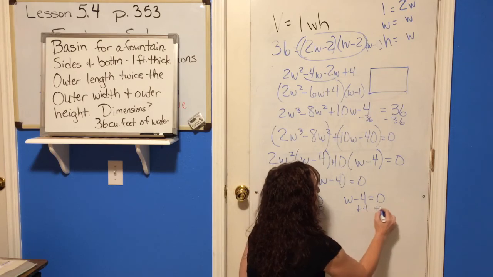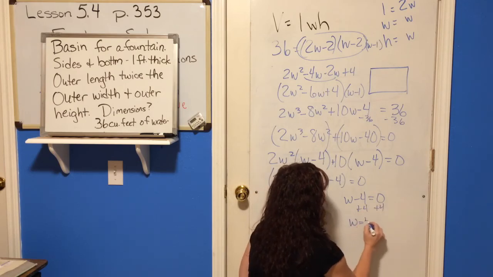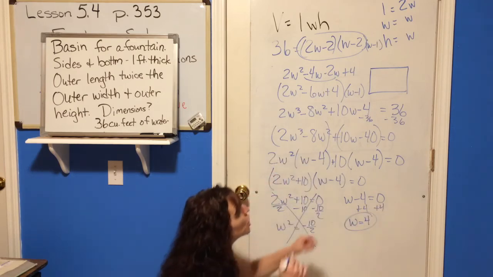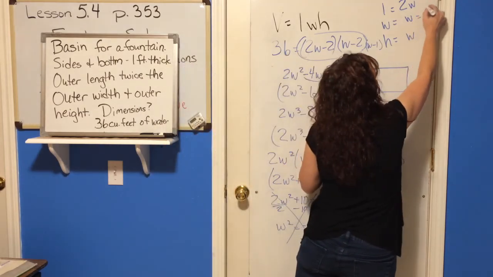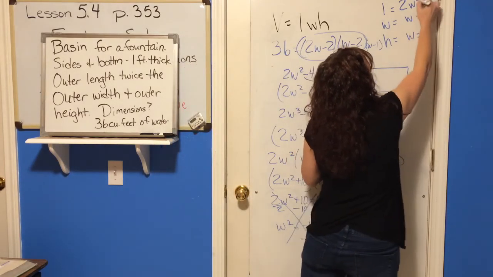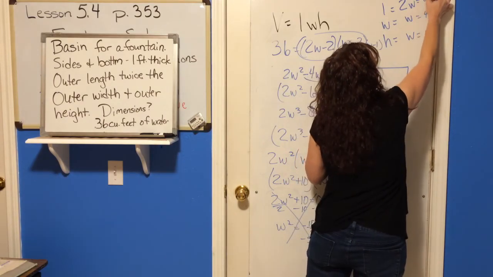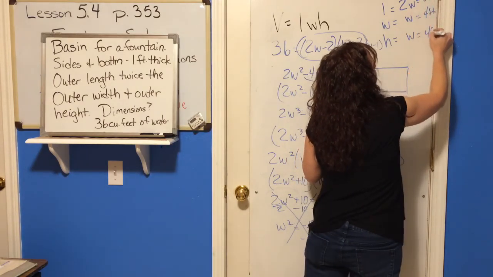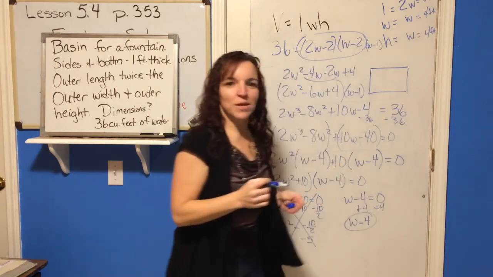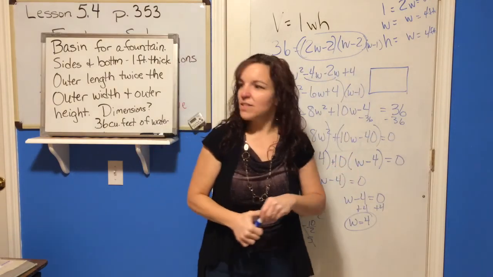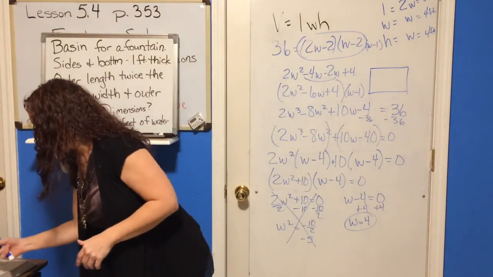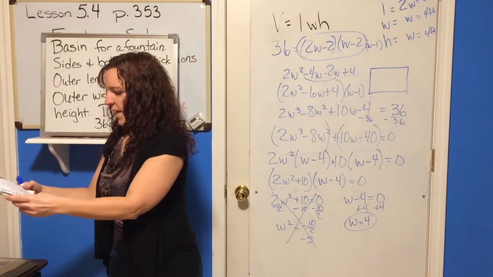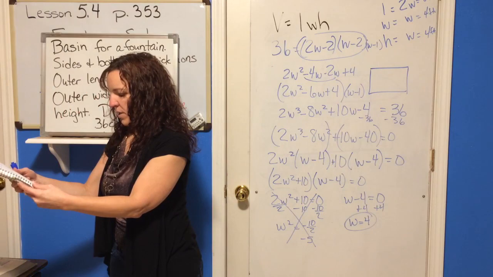So when we add 4, w equals 4. So our width is 4, our height is 4, and our length is 8. So 8 feet by 4 feet by 4 feet are the dimensions of our basin. Very cool. Okay, I'm making sure that I got the right answers because that would be very embarrassing.